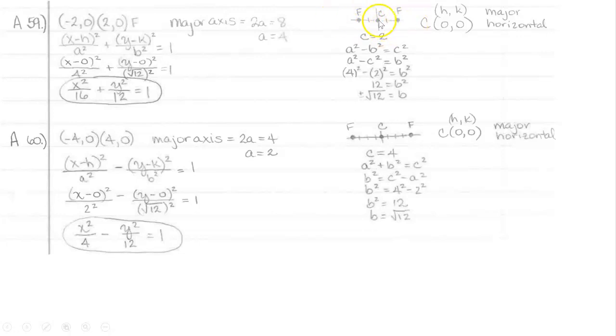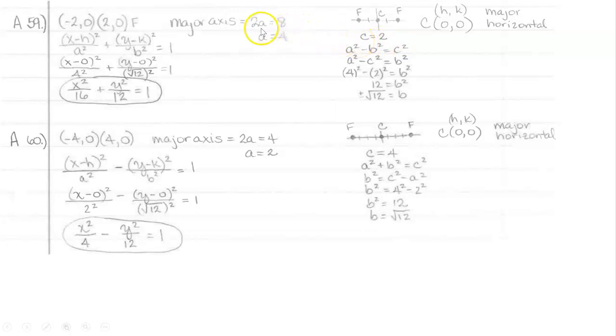That automatically tells me my major axis is horizontal because my foci are always on my major axis. It also tells me my center because my center has to be halfway between those two foci, so that means my center is going to be at 0, 0. And it tells me my c value because the distance from the center to the focus is my c value, and that distance is 2. So I got all that from those two foci.